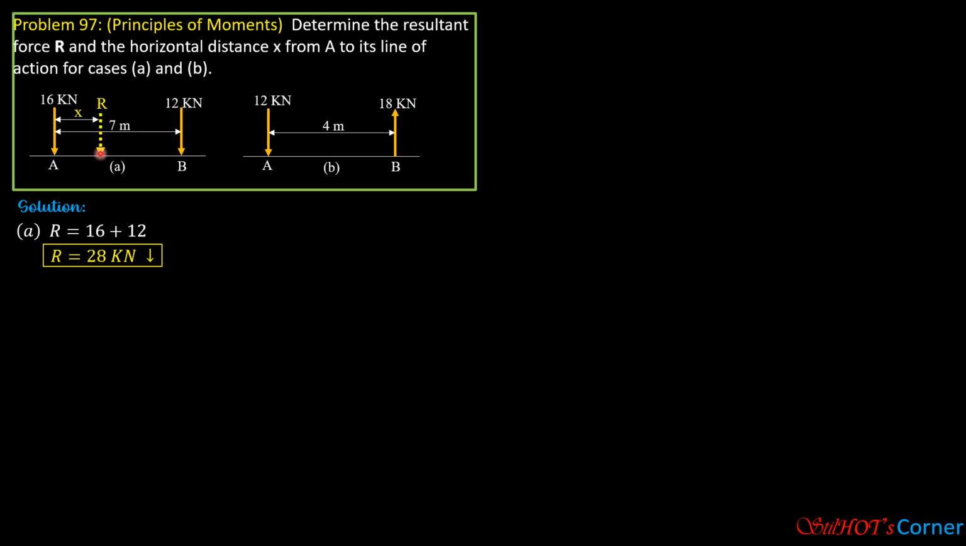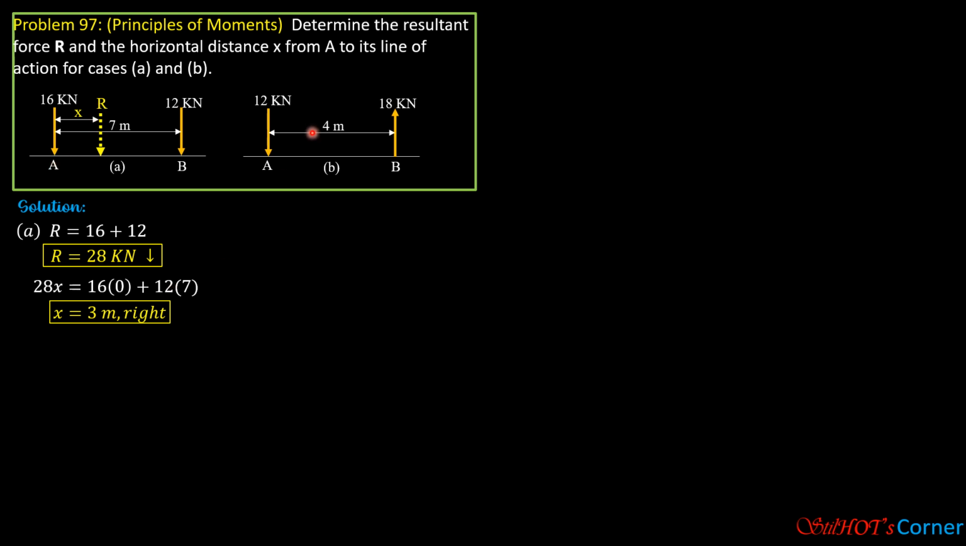So that is R, which is 28 times x clockwise, equal to 12 times 7 clockwise plus 16 times 0. Solving for x, x is equal to 3 meters. R is 3 meters right of A.